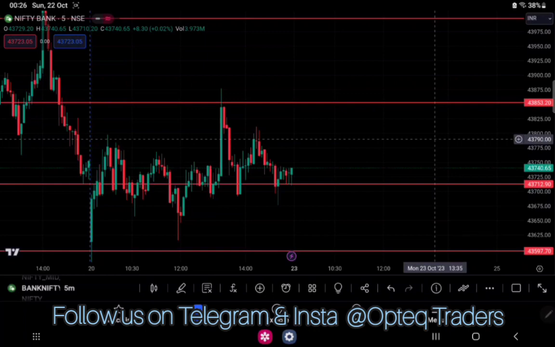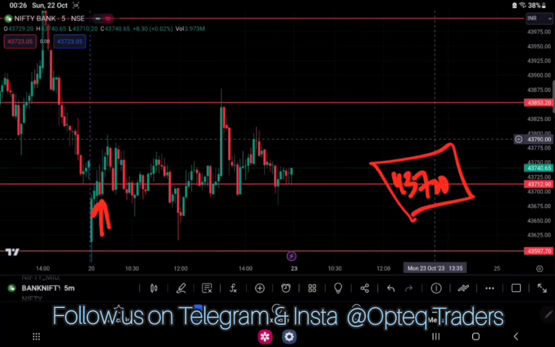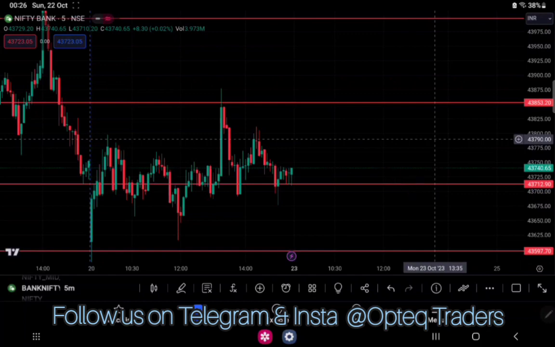Since we exited our BTST cost to cost, we took an entry at a breakout of the 43,700 level, which was our level. So this was the signal candle and this was the confirmation. We took an entry and our stop loss was hit at this candle. So this is where our SL was hit. We took the SL because SL is required. Then we waited for the next confirmation.